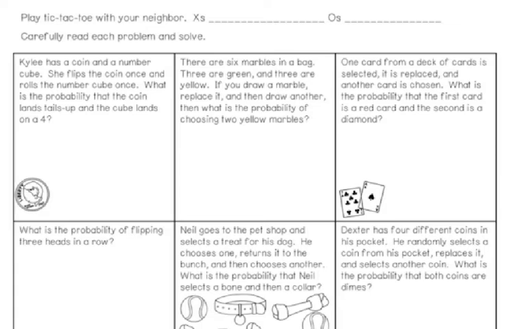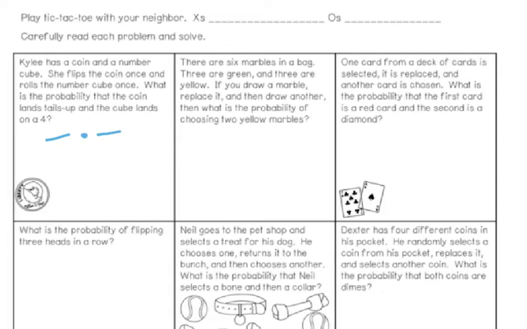But here in the first problem, it says, Kylie has a coin and a number cube. She flips the coin once and rolls the number cube once. What is the probability that the coin lands tails up and the cube lands on a 4? In this problem, we still have 2 things happening. So we're still going to have 2 fractions that we're multiplying together.